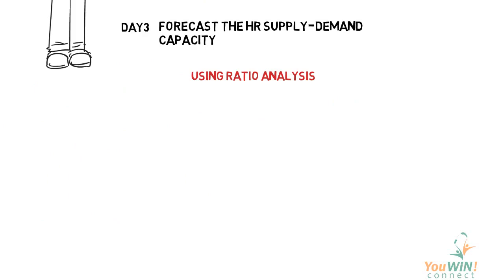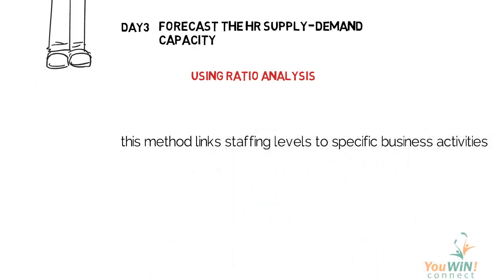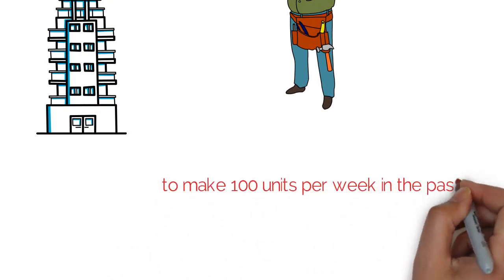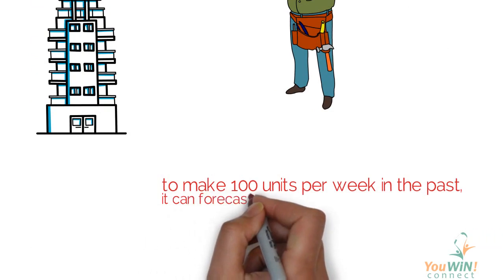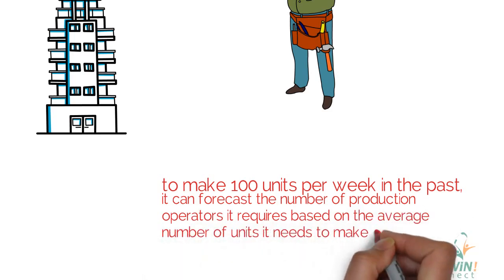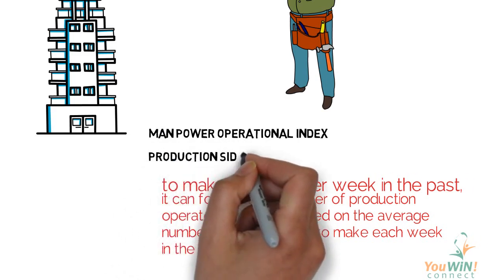On the other hand, when we use the ratio analysis, this method links staffing levels to specific business activities. So for example, if a company knows that it employed 4 production operators to make 100 units of a product per week in the past, it can then forecast the number of production operators it requires based on the average number of units that it needs to make each week in the future. That is the difference. One focuses more on the manpower, the operational index, and the other focuses more on the production side.